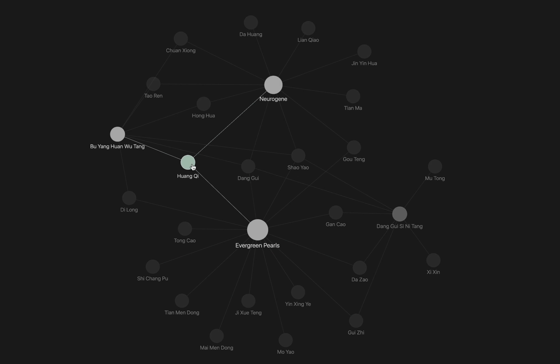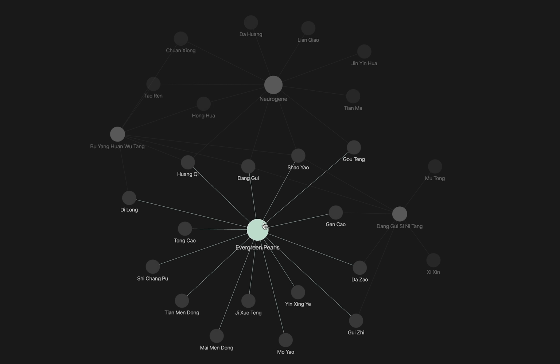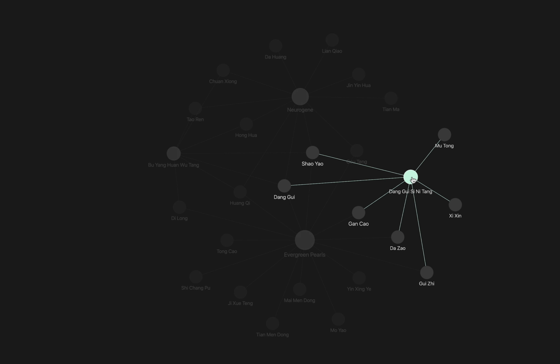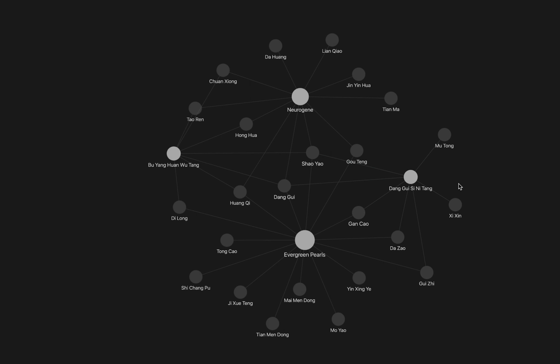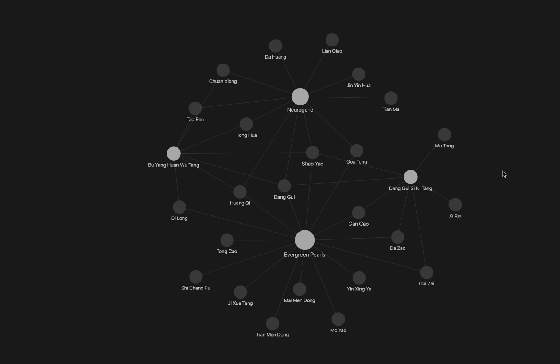But we do have Huangqi, Dangui, and Xiaoyao in common, and we also kept the D-long, it looks like, from the Buyang Huanwu idea. So that's interesting because it's not going to be so strong at moving blood the same way Buyang Huanwu is. So then if we look at the Dangui Sinitang, we can see the Mu Tong and the Xixin have not been included in Evergreen Pearls. My guess there would be due to sometimes there's toxicity concerns with the Xixin if it's not harvested or prepared properly. Same thing with the Mu Tong.